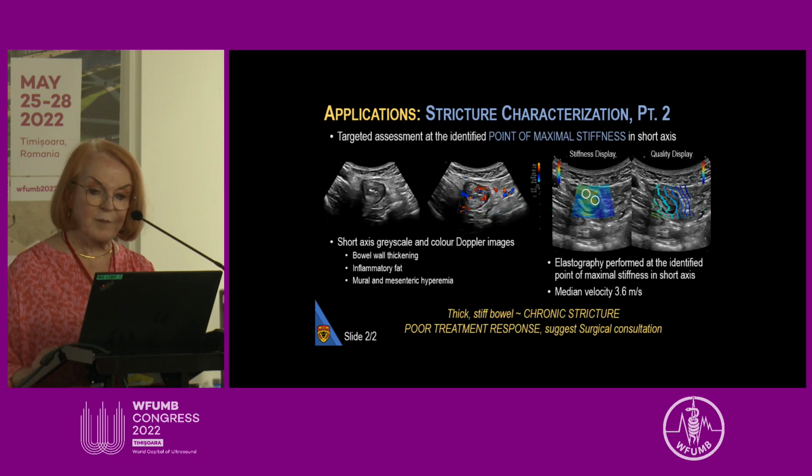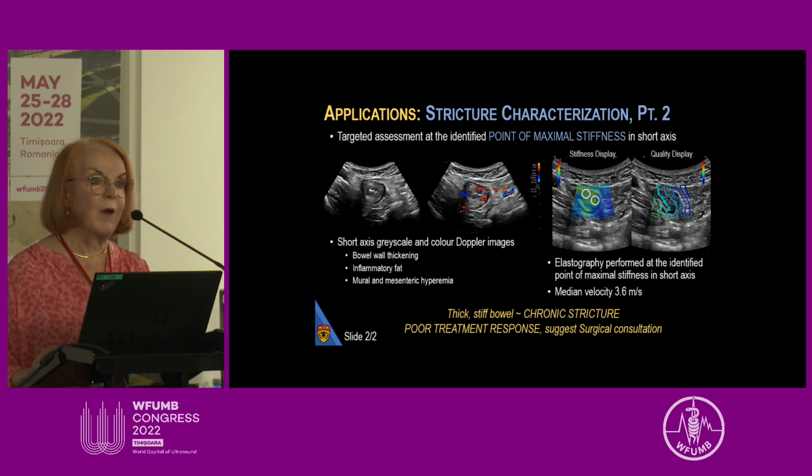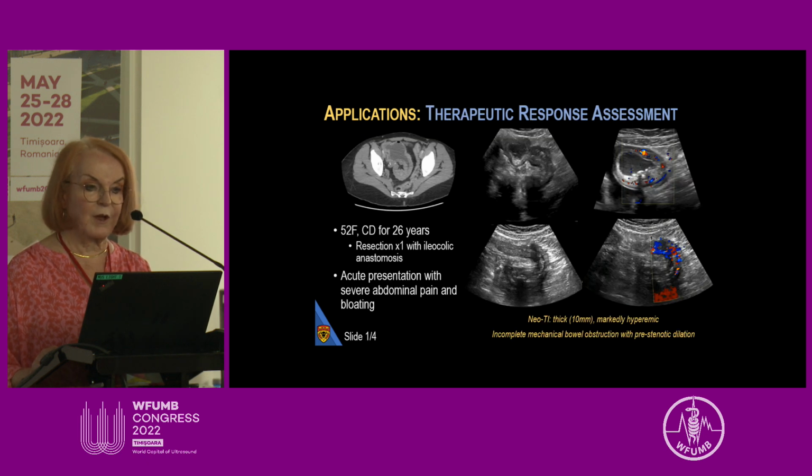And when we look at this patient, we can see that we look just at the stiffness and quality display, that we have a good quality display. And when we place our regions of interest, we have a median velocity of 3.6 meters per second. This is a pipe. And so this patient requires surgical consult. And when this bowel was taken out, this is a purely chronic stricture with no significant inflammatory component.